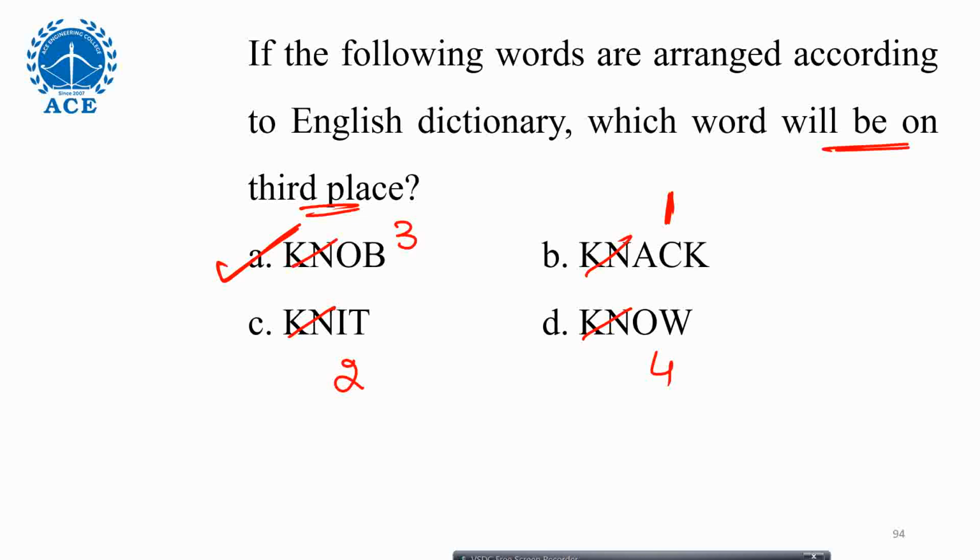Okay, as KN is common in every term, I removed KN. Remaining, we can focus A, after that I, after that O. With O there are two things, OB and OW. We go with OB first, then OW next. Dictionary order. This is also there in a topic called alphabet test. There is one topic in reasoning, alphabet test. Every SSC, Staff Selection Commission job, they are asking alphabet test related questions.